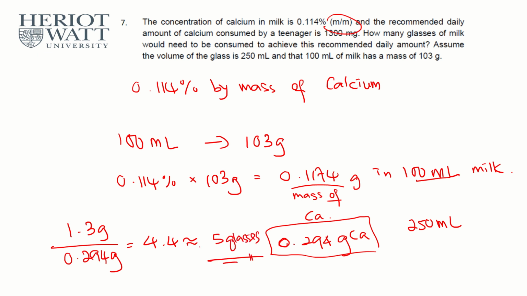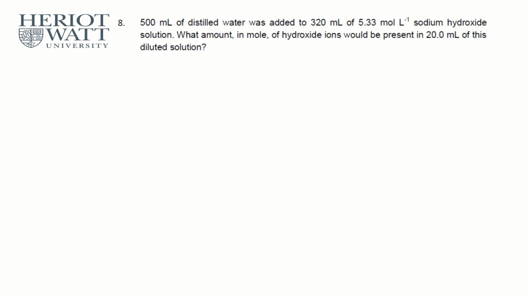Okay, we can't put 4 because it's slightly more than 4, so we have to put it as 5 glasses. So if you drink 5 glasses of milk, according to the calculations, according to the percentage by mass of calcium, 5 glasses of milk will give us enough calcium per day. All right, so this is the answer for number 7.